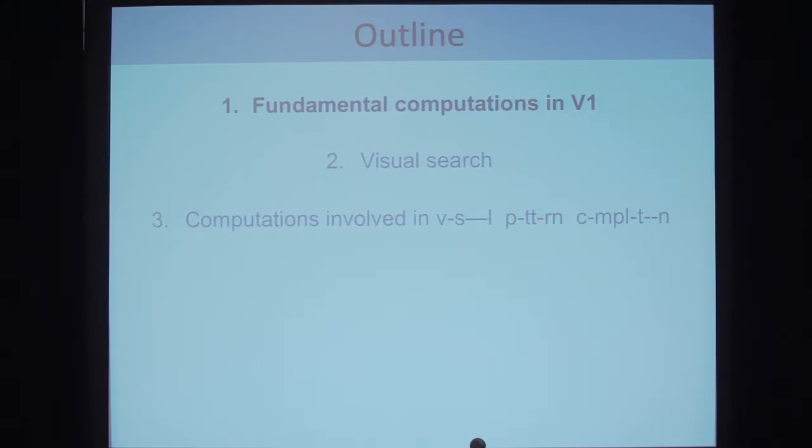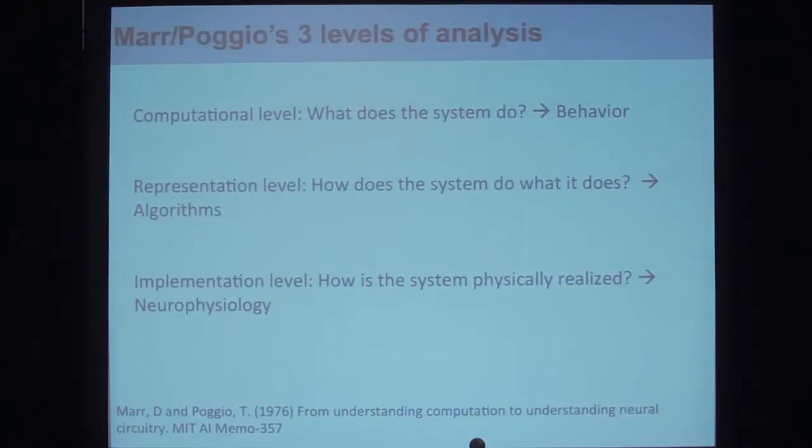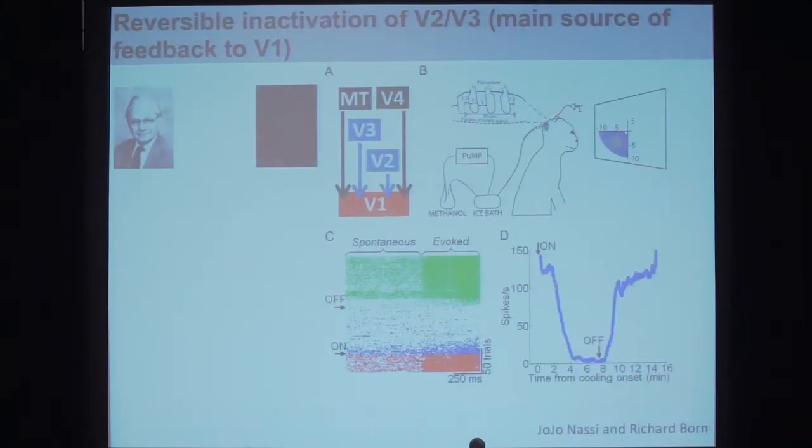So in order to do that, I'm going to give 3 examples. I'll very briefly talk about the fundamental aspects of feedback computation onto primary visual cortex, then move on to visual search, and finally discuss in a little bit more length how recurrent and feedback computations can help in the context of pattern completion. Throughout, I'd like to bring the 3 levels of analysis that David Marr and Tommy Poggio postulated, that is, trying to understand all of these problems at the behavioral level, at the physiological level, as well as at the computational level. Why do we want to start with primary visual cortex?